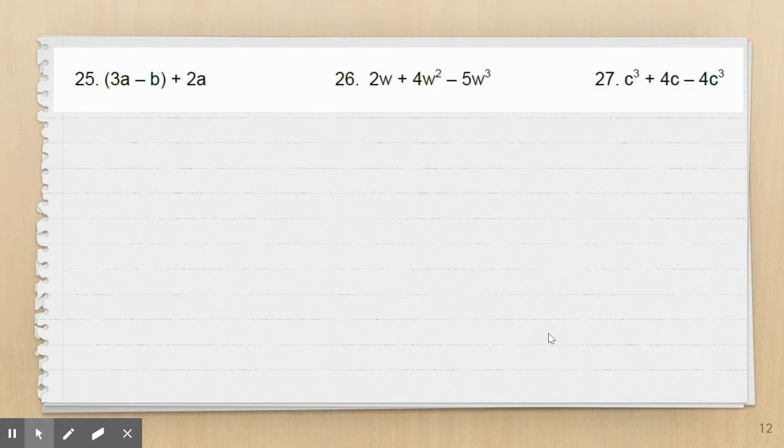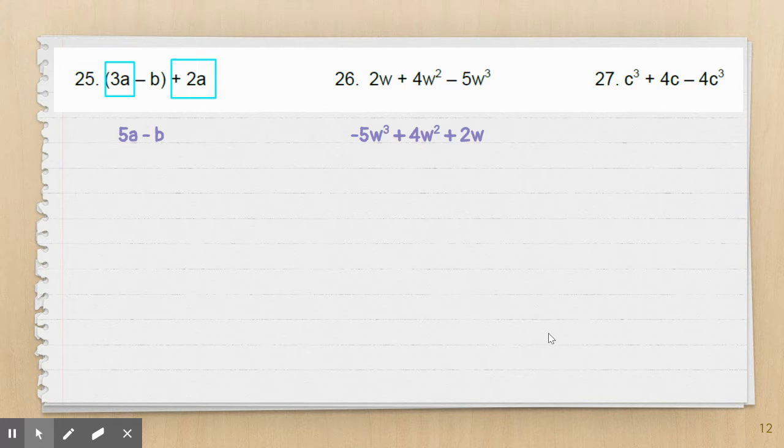Okay, so for 25, our like terms are 3a and plus 2a. When we add those together, we get 5a minus b. 26, this one is tricky. We actually don't have any like terms here. Yes, we have three w's, but we have w to the third, w to the second, and just regular w. So because they have different exponents, we cannot combine these. So what we will do, though, is we have to order it correctly. So it's minus 5w to the third plus 4w to the second plus 2w. And again, it's plus 2w because there's nothing in front of the 2 to indicate that it is negative.